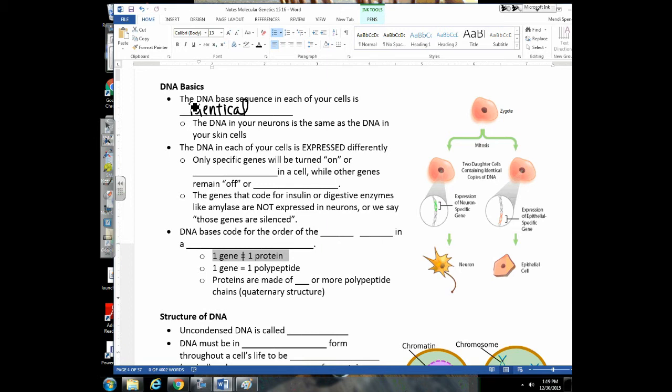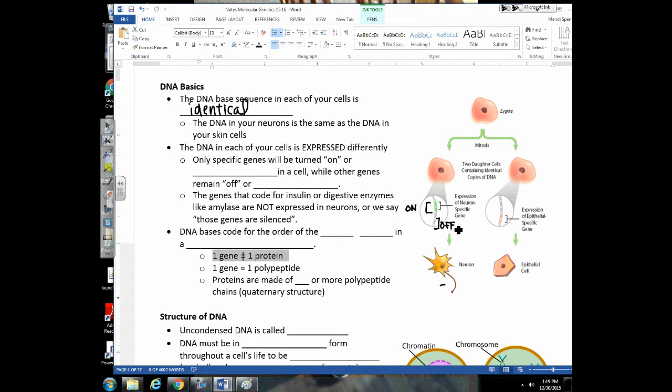Now, the reason why your cells look different, even though they have the exact same genetic code inside of them, is because different genes on the DNA are expressed differently. Some genes are turned on in some cells, while others are turned off, and vice versa. So here we have a neuron, or a nerve cell, and this is showing you that this gene is being expressed. It's being turned on. But we can see this other gene down here is not being expressed. It's being silenced, or turned off.